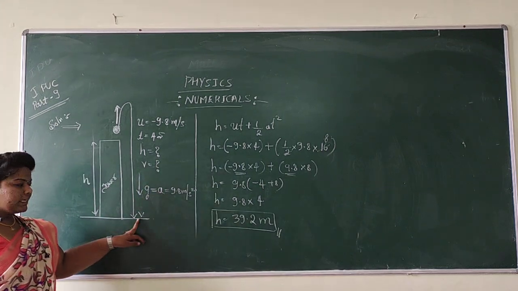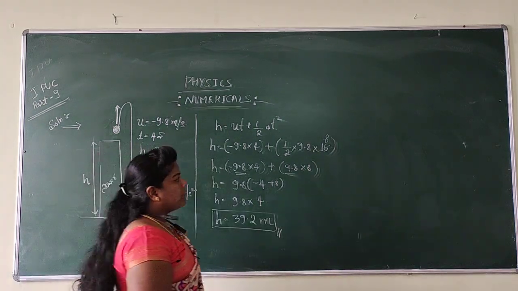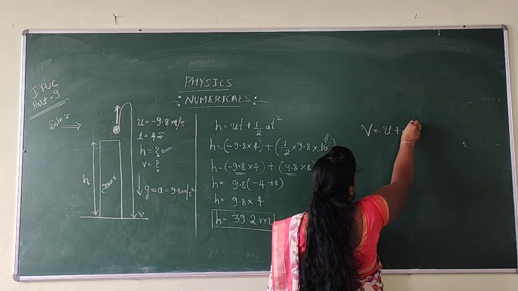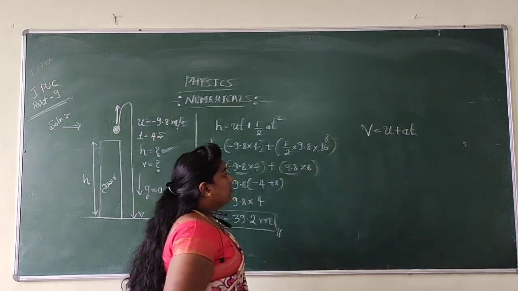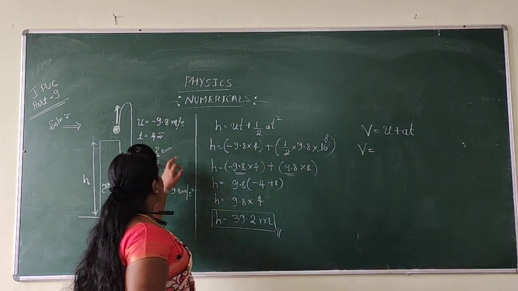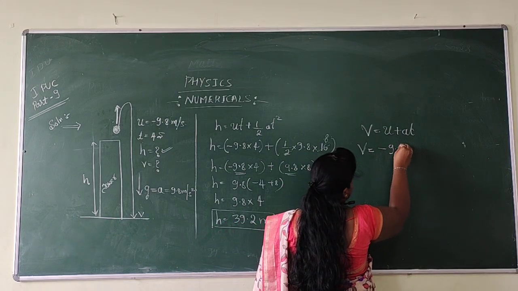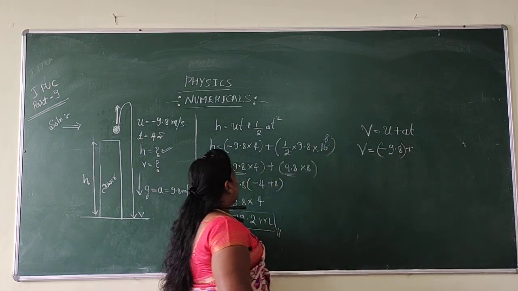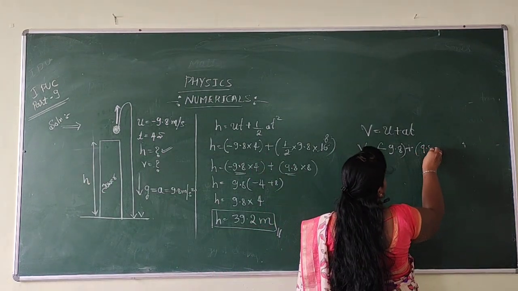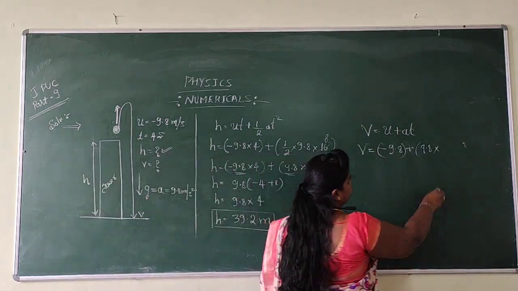Now let us move for the calculation of final velocity, that is v. To calculate this, we have the formula v is equal to u plus at, right? Now v is equal to, what is u? u is given in the question, that is minus 9.8. Substitute it as minus 9.8 plus, what is the value of a? That is plus 9.8. And here it is into t. What is the value of t given? It is found to be equal to 4.